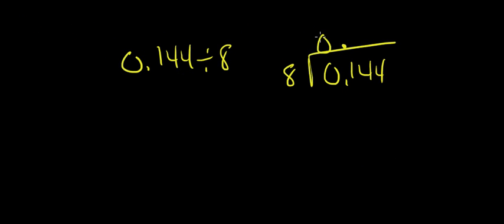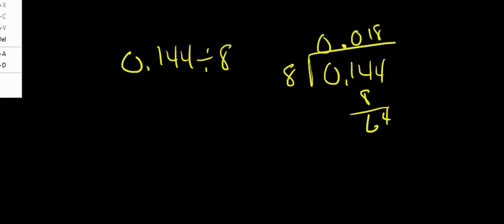8 goes into 0, 0. 8 goes into 1, 0. 8 goes into 14 one time. Gives us 8. Gives us 6 left over. 4 down. It's 18. We know our answer is 0.018. Okay. Hopefully you can see that. Pause the video if you need to, and look over, rewind it, and do it again and again until you understand. Okay, a few more to go.